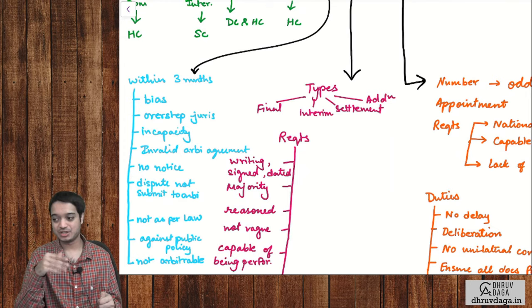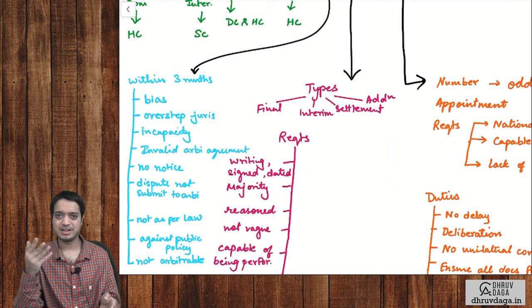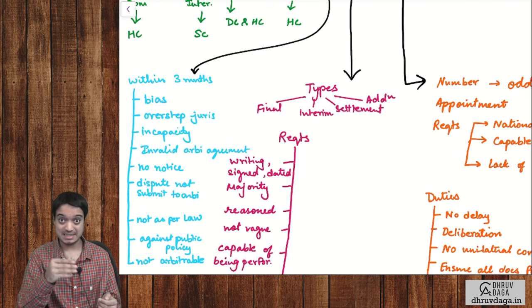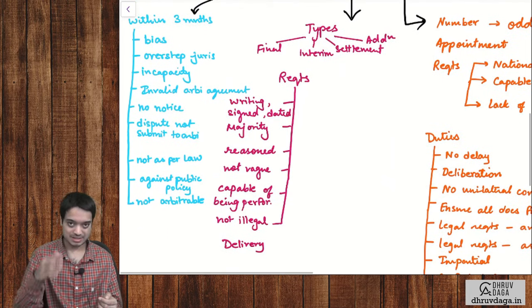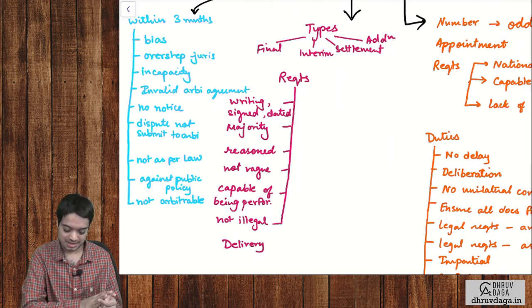Overstepping of jurisdiction, that the arbitrator did not have a right to give. The arbitral agreement did not cover these issues, or they covered these issues but they were not submitted for arbitration. We didn't think it was worthy enough to go in for arbitration. Incapacity of the arbitrator or the parties, they were not capable of contracting. Invalid arbitral agreement, no notice. The parties did not receive any notice about the initiation of the arbitration proceedings.